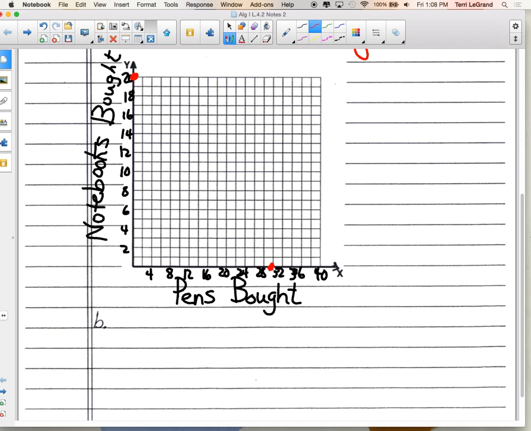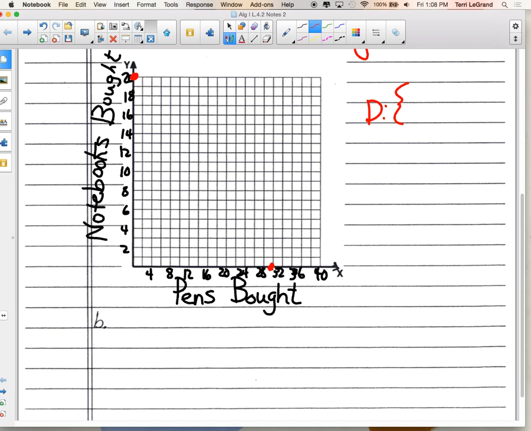But now we need to think about the domain and the range. Before we even draw this line, let's think about the domain and the range. Okay, what would the domain be? Are there any restrictions to the domain? Can't be negative. We can't buy a negative number of pens.